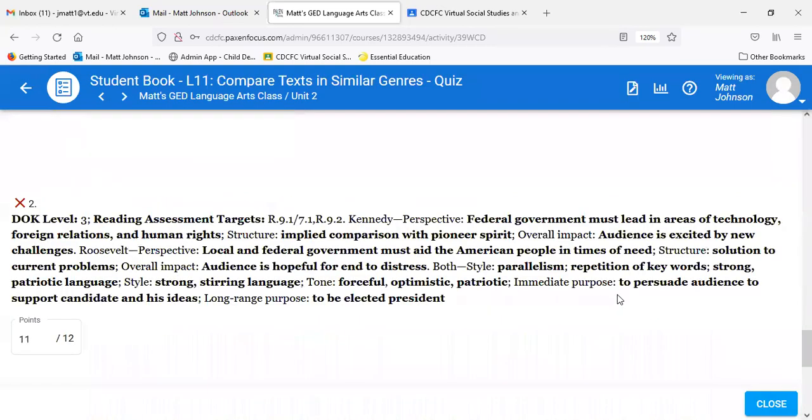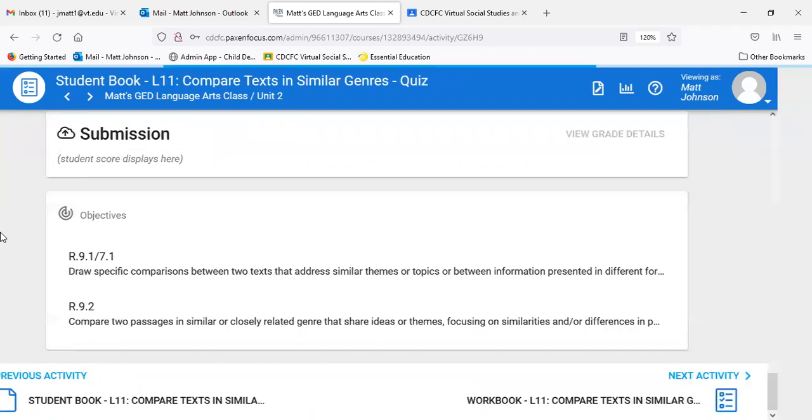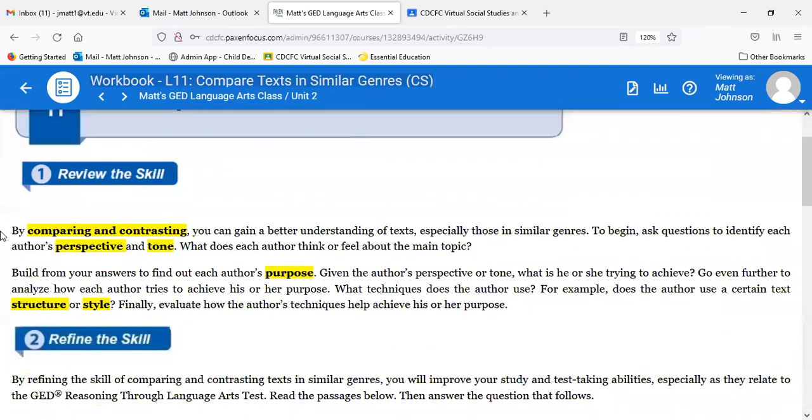All right, and so now you get the idea, right? We're looking at very similar, whether it's speeches or text, expository paragraphs, whatever it may be. By comparing and contrasting, you can gain a better understanding of text, especially those in similar genres, just like we just did. So to begin, ask questions to identify each author's perspective and tone. What does each author think or feel about the main topic? And the reason they're writing is going to play a big part in that.